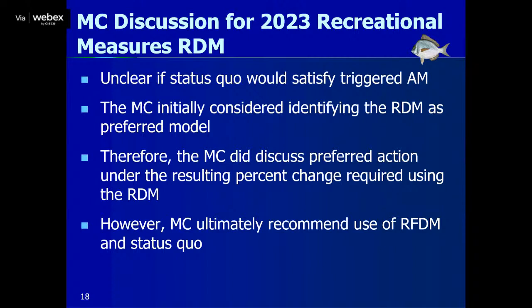So now moving on to the other model, the recreational demand model, or RDM. During the November monitoring committee meeting, it was unclear at the time if the recommended status quo would satisfy the triggered AMs. The monitoring committee initially considered identifying the RDM as the preferred model choice, actually at the beginning of the meeting. And so they did then discuss preferred actions under the resulting percent change for the recreational demand model. I'd also like to note that although this was discussed during the meeting, the outcome of the meeting was that they preferred the RFDM and status quo, just to make that clear.